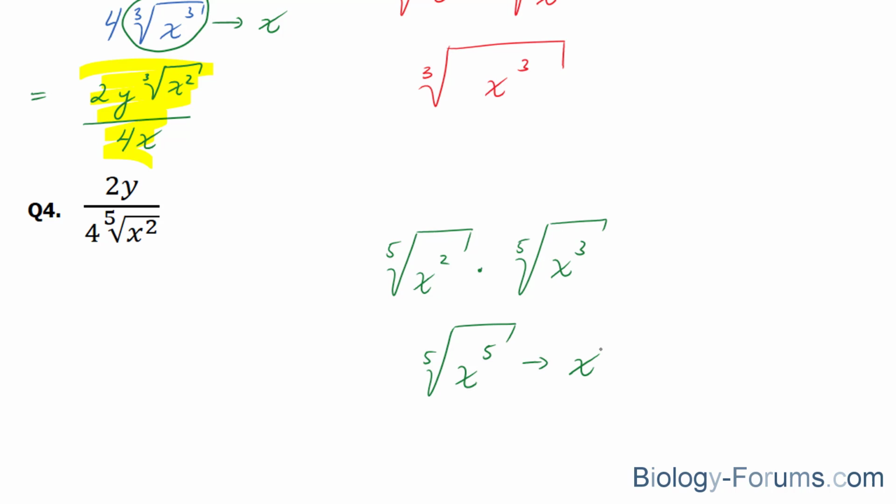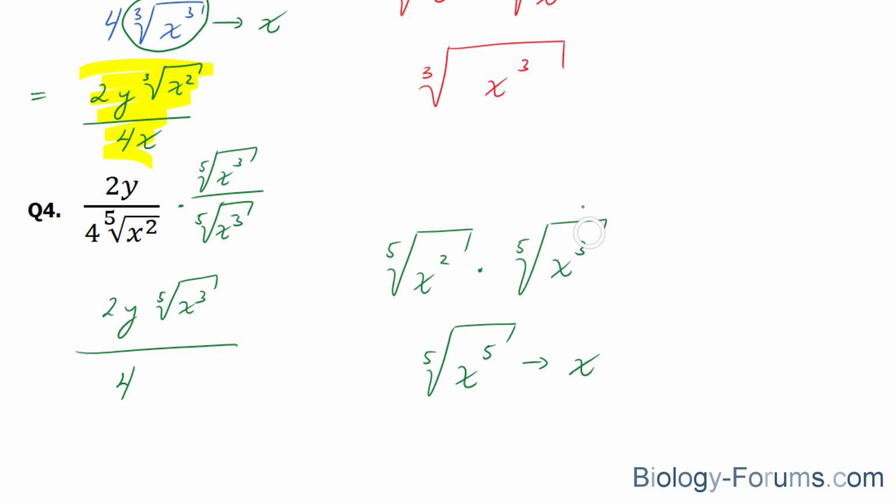So we're going to do this to the top and to the bottom. The fifth root of x to the power of 3 and the fifth root of x to the power of 3. And we end up with 2y times the fifth root of x to the power of 3 over 4. Recall, we multiplied them here already, and it reduced down to x, 4 times x. So there you have it. That is how you rationalize the denominator.